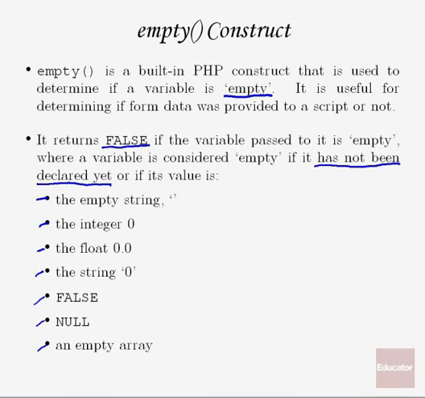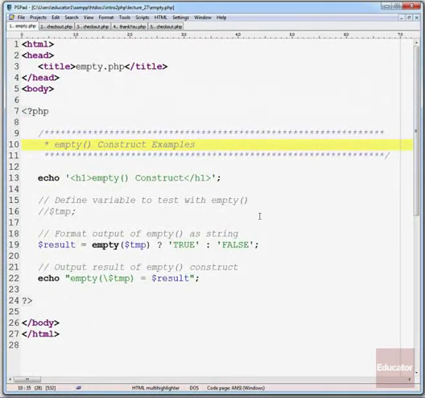So let's take a quick look at a script called empty.php that shows the use of the empty construct. Here we have a ternary operation, and we run the empty construct on the variable temp. As we just mentioned, empty returns a true or false Boolean value. As you can see up here, we've commented out the declaration of temp. So when empty runs on it, it should return true, because the variable hasn't even been declared yet.